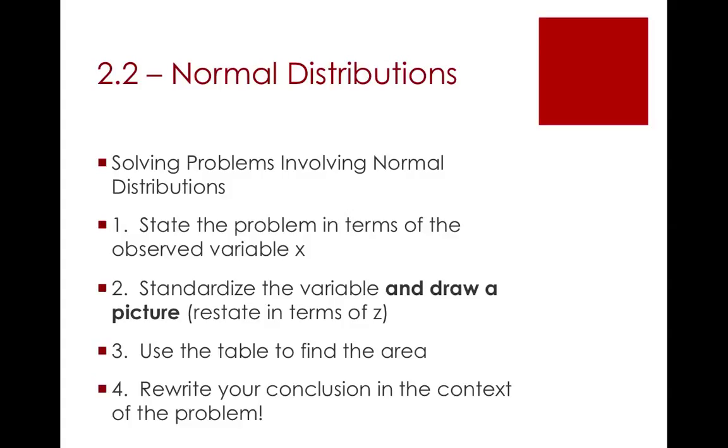Then in step 2, we need to standardize our variable and draw a picture in terms of Z. Basically we're going to draw the normal curve, shade it, and then find z-scores associated with the numbers in the problem. Then step 3, we're going to use our table to find the area. And step 4, we're going to rewrite our conclusion in the context of the problem. Let's just go ahead and start with an example.